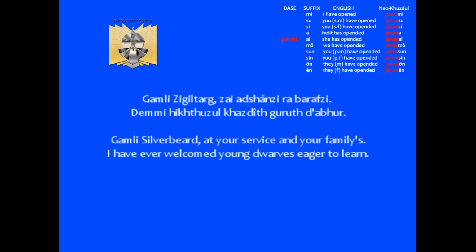Gimli Silverbeard, at your service and your families. I have ever welcomed the young dwarves, eager to learn. This is a variation of an introduction we've seen earlier. Note again that the E at the end stands for the female version, so E at the end of Achanzi and Baravsi, as Master Gimli is addressing a female. Here we see the perfect form dem return, this time with the first person singular form me, making it demmi. I have welcomed, I welcome.